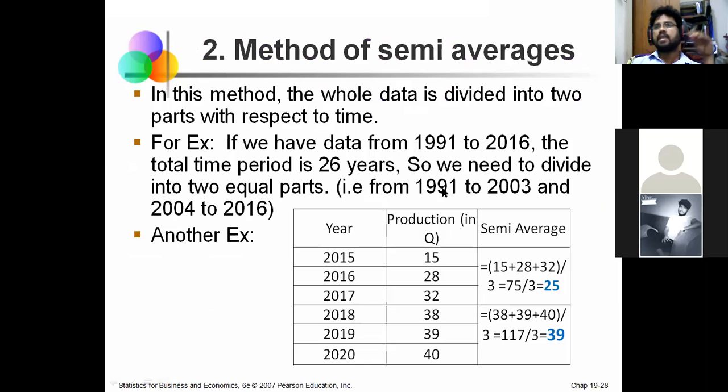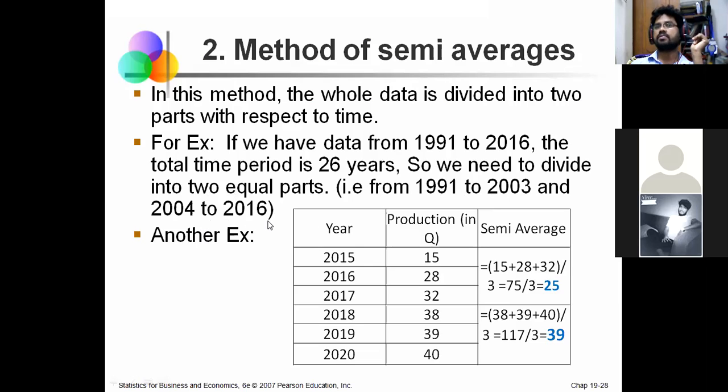Then the method of semi-averages. Second one, method of semi-averages. So in this method, the whole data is divided into two equal parts. That is the semi-average. Whatever the data is there, you need to find the two equal parts. That is the semi. For example, see, if you have the data from 1991 to 2016, how many years will be there? There are 26 years of data. When you divide into two equal parts, there are 13 years and 13 years. So we need to divide into two equal parts: 1991 to 2003 and 2004 to 2016.